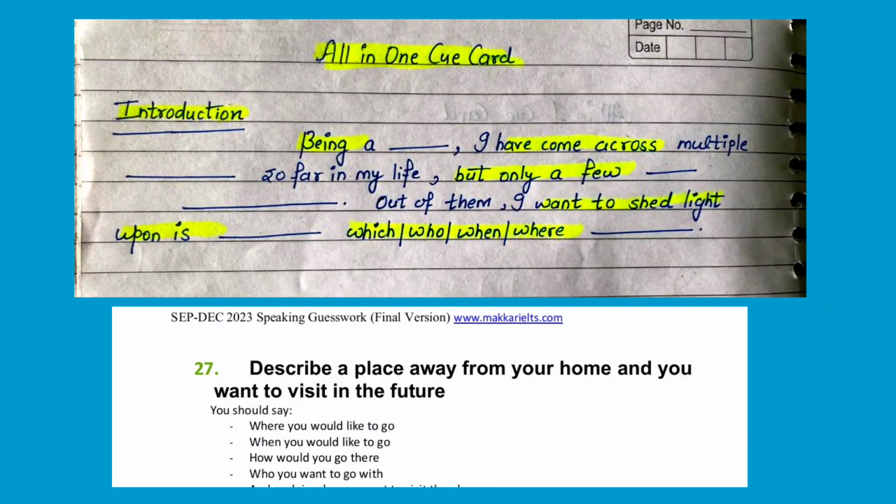Now let's try this one. Being a traveling lover, I have come across multiple places so far in my life, but only a few of them are still in my bucket list. And out of them, I want to shed light upon is, you can just name the place and tell the location, and that's it. Now practice this template in 84 different contexts, right? It means try to introduce all these 84 cue cards by using this single template. And if you face any problem, you can comment down, alright?